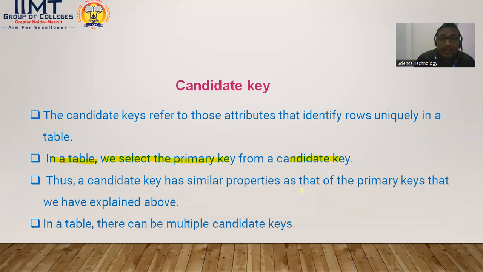Thus, a candidate key has similar properties to the primary key. Simple, because we select the primary key from the candidate keys, so obviously the properties are the same. In a table, there can be multiple candidate keys, other than the primary key.